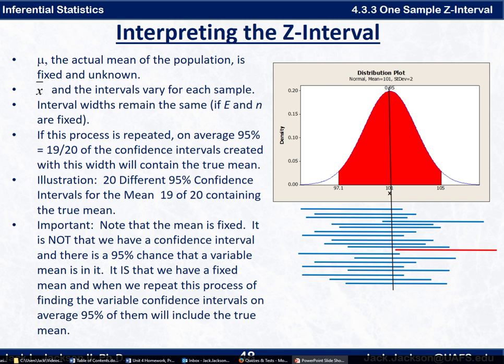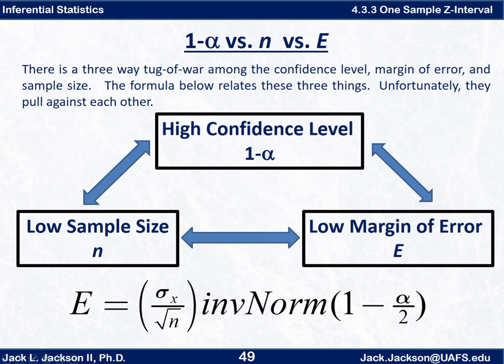Okay. Let's take a look at another important idea. And notice that this formula that we have here at the bottom of the screen, E equals sigma of x over square root of n times inverse norm of 1 minus alpha over 2. Now, right now, we're assuming the sigma of x is something that we actually know. It's a constant, and it's a known one. So that's going to be a number we're going to actually plug in.